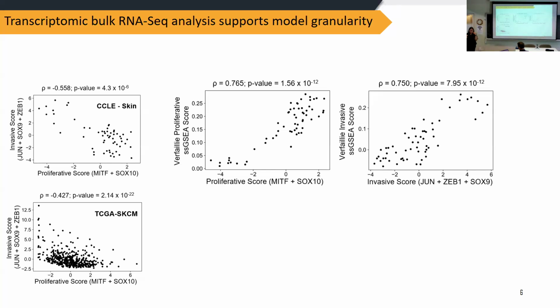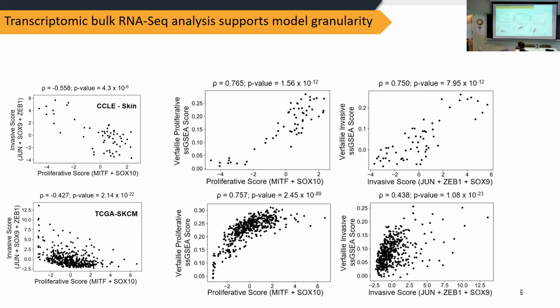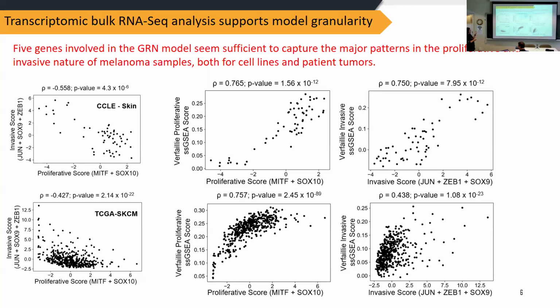But if you actually want to test in the lab, no lab will allow you to test 600 genes. So what is really nice about this exploration is that if you correlate our proliferative score, which is just 2 genes, with the Verfaillie proliferative score, which has 600 plus genes, you actually get a good correlation, both in cell lines as well as tumor samples. So the 5 genes, a very minimal gene regulatory network, were sufficient to capture the major patterns of proliferative and invasive nature that you see in melanoma samples at cell line and patient tumor levels.